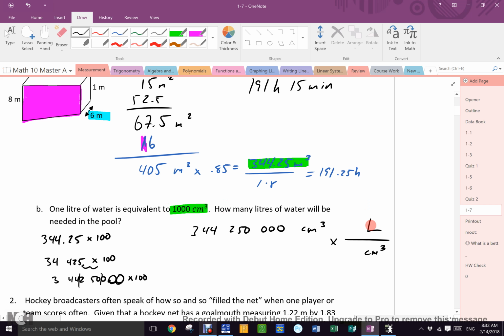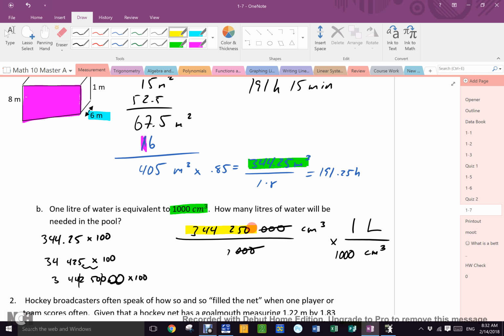What goes with the L? 1. What goes with the centimeters? 1,000. When the number's on the bottom, what do I do? Divide. So I'm dividing that by 1,000. What do I do with those 3 zeros and those 3 zeros? Get rid of them. Cancel. What's left? How many liters it will take to fill your pool? 344,250.